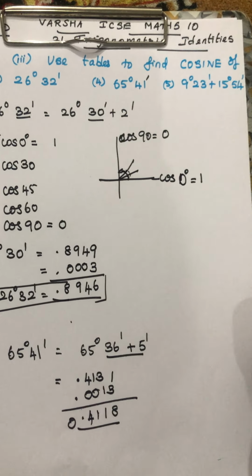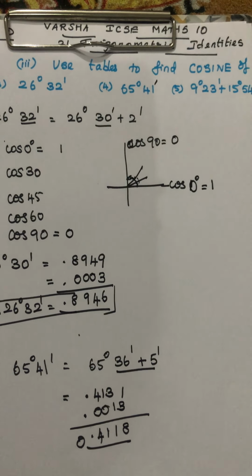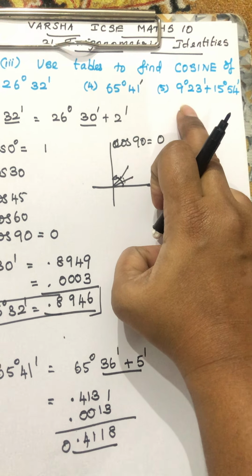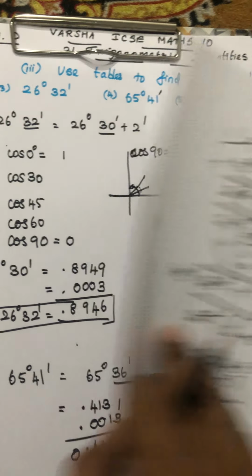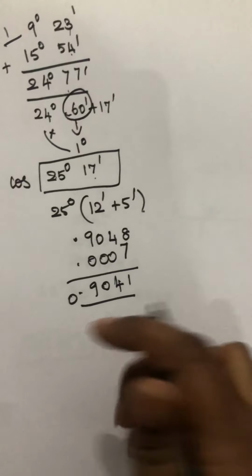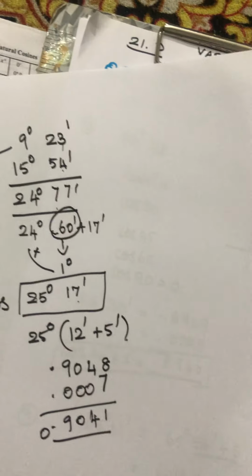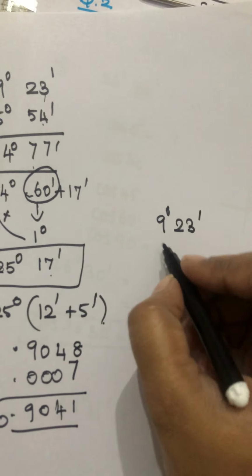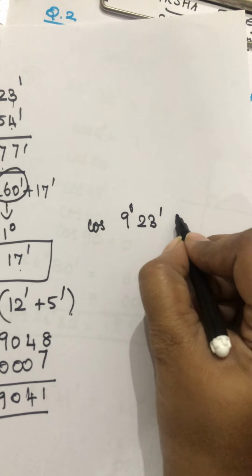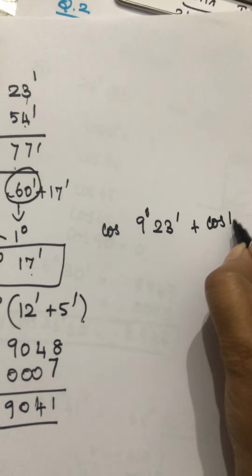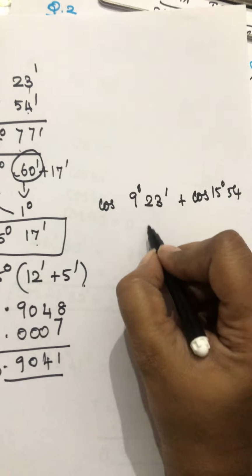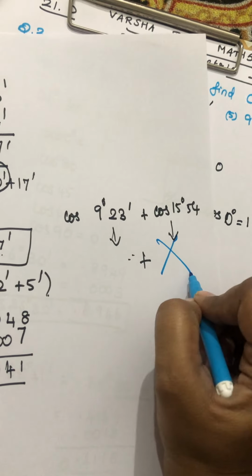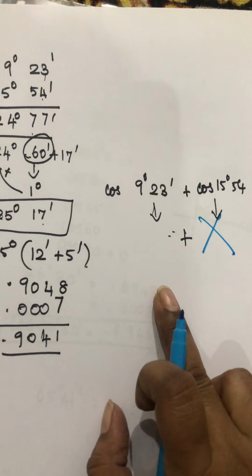I hope you understand. So this is one more important thing, that is we have to add the degrees first, then you have to find the value in the table. Okay, but one student asked me a doubt. What she did, she did 9 degree 20 minutes and found this value first, and again it is cos 15 degree 54 and wrote the value and added. It is completely wrong.